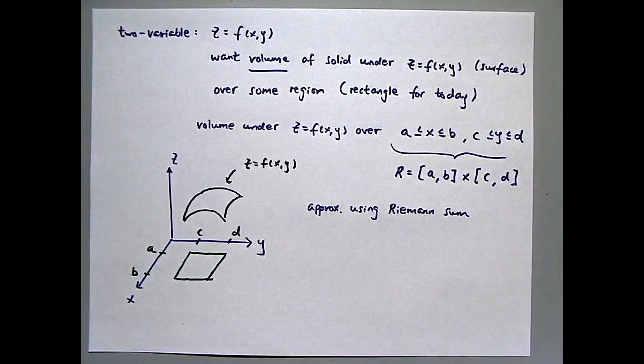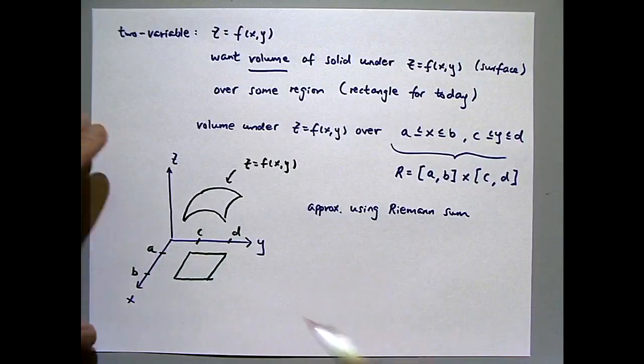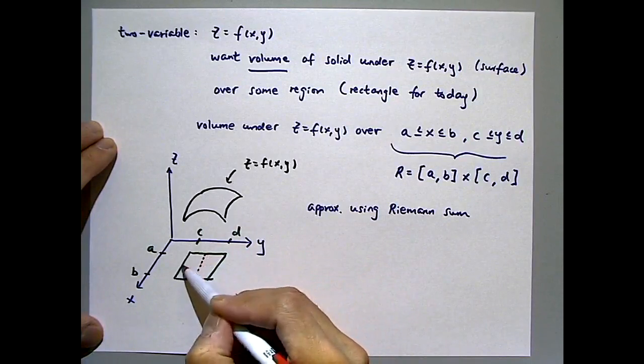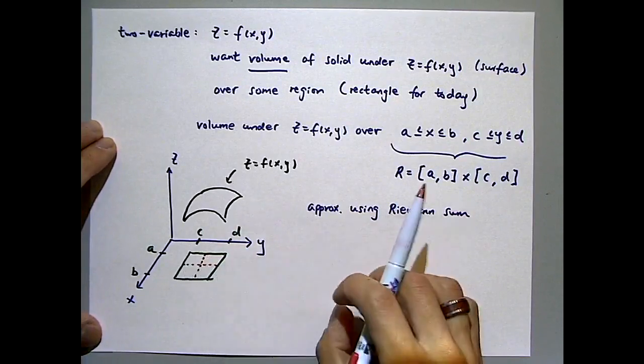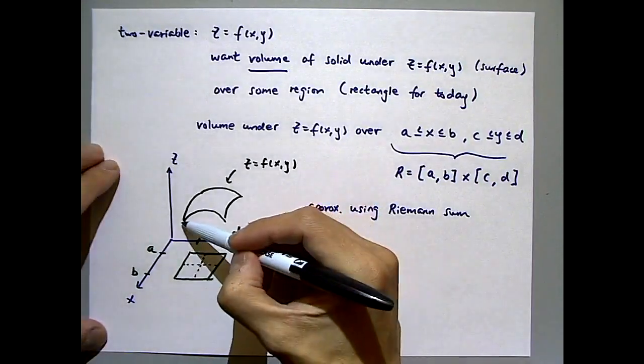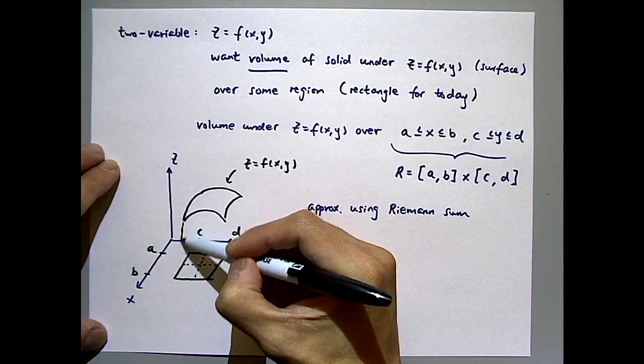And first of all, we're going to subdivide this rectangle into little chunks. And here I'm going to divide into just 4 little sections. Now, from each one of these little ones, I'm going to form a rectangular bar.